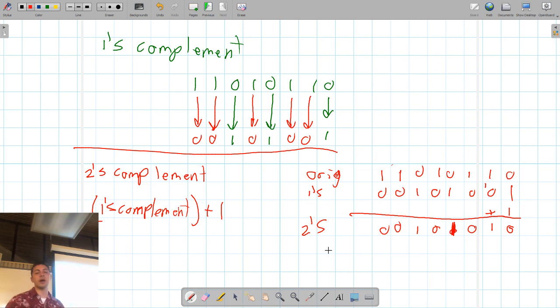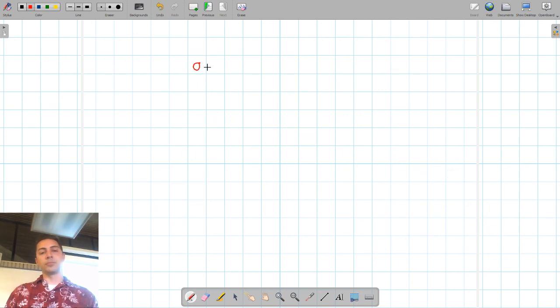So the twos complement of 11010110 is as follows: 0010110. Well, what good does this do us? Now we have this procedure for finding twos complement numbers. Go ahead, find me the twos complement of that number.